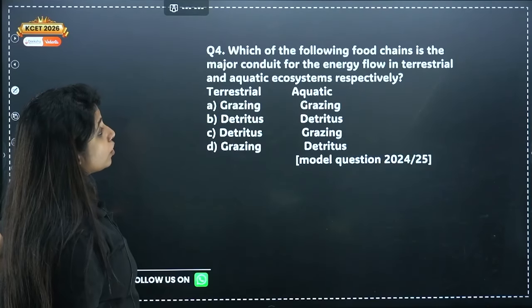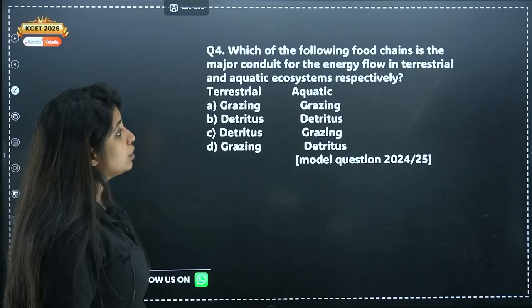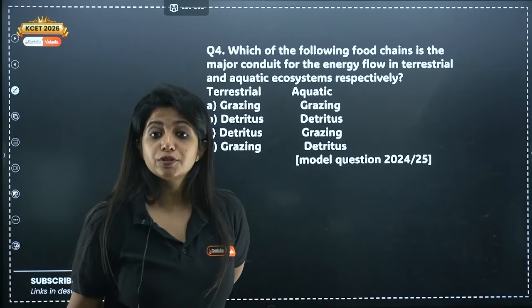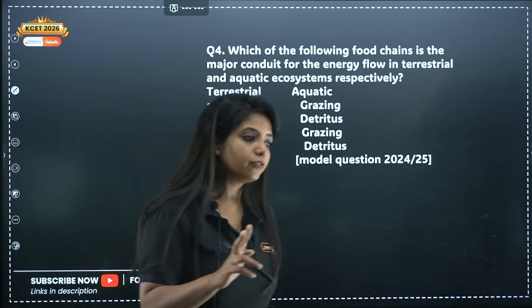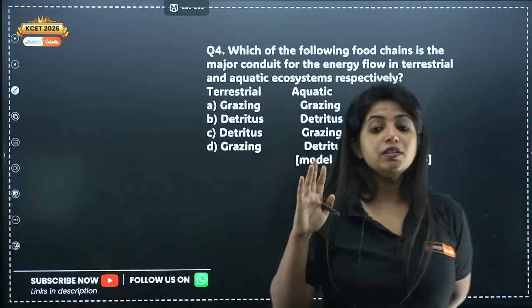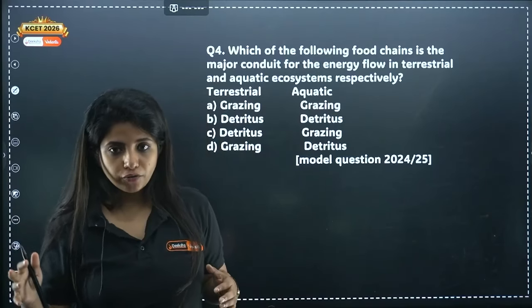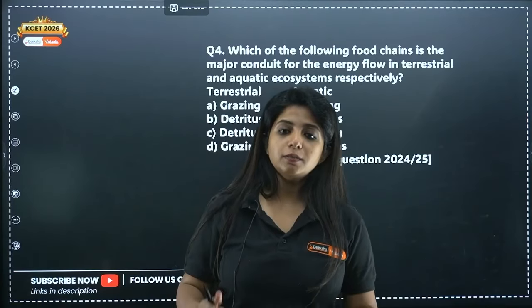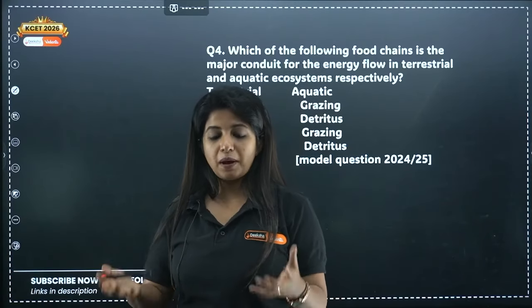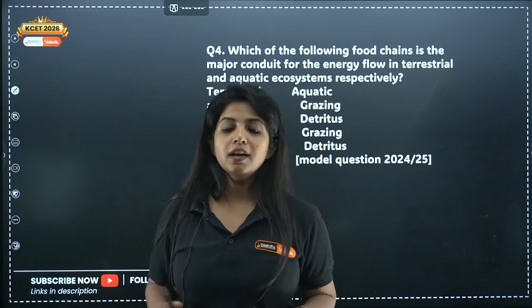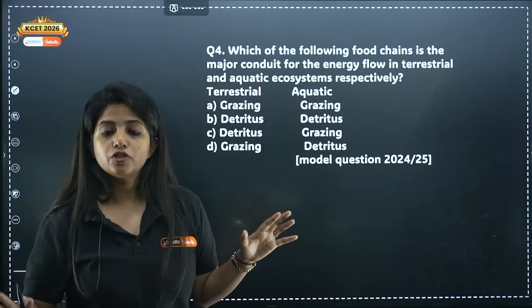Now, which of the following food chains is the major conduit for energy flow in terrestrial and aquatic ecosystems? So we have two types of food chain. One is grazing food chain, another one is detritus food chain. Detritus means the food chain starts from the dead and decaying matter. Dead and decaying matter is broken down by decomposers and the things are passed to the soil, and from the soil plants come and things like that. That is detritus food chain.